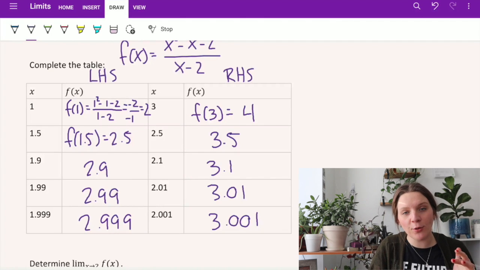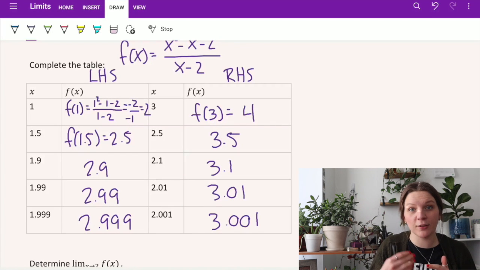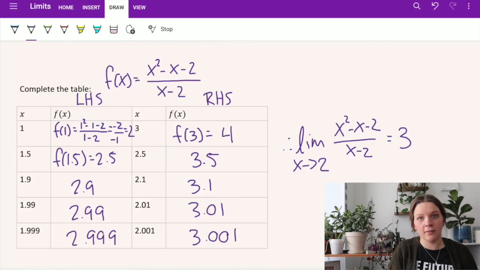And I notice that the closer my x value gets to 2, the closer that my function is getting to 3. And so numerically, I can estimate that the limit of x squared minus x minus 2 all over x minus 2 as x goes to 2 is going to give me 3.